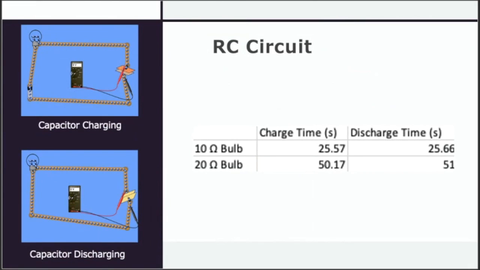To determine the time it took for the capacitor to fully charge with the 10 ohm bulb, the voltmeter was attached to the ends of the capacitor. The results are shown for the time it took to charge and discharge the capacitor. The process was then repeated with the 20-ohm bulb. As expected, it took significantly longer to charge the capacitor with the higher resistance.